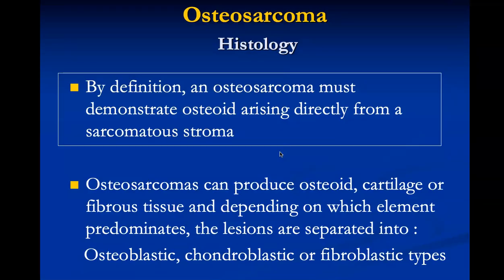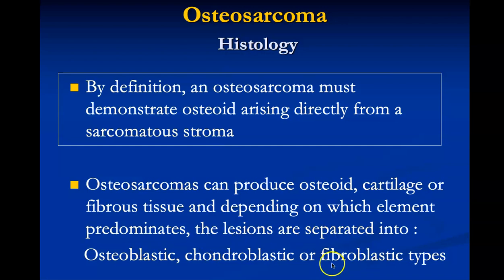So the histology, by definition, an osteosarcoma has to show some sort of osteoid matrix, the matrix of bone, being laid down by malignant stroma or sarcomatous stroma. So osteosarcomas, there's a number of different types. They can produce bone, they can produce cartilage, or they can produce just fibrous connective tissue. So 3 of the types of osteosarcoma, there's actually more than these 3, could be osteoblastic osteosarcoma, chondroblastic, or fibroblastic.